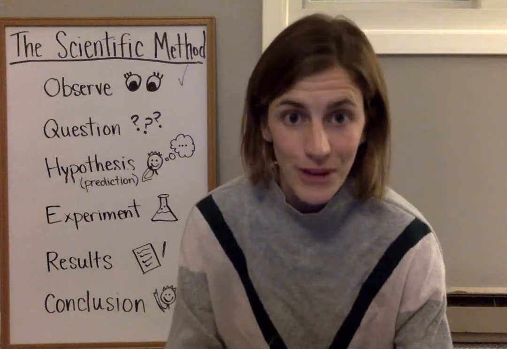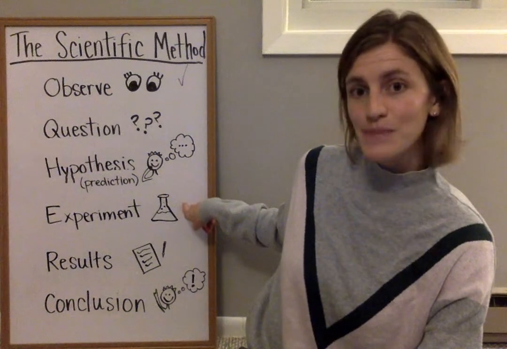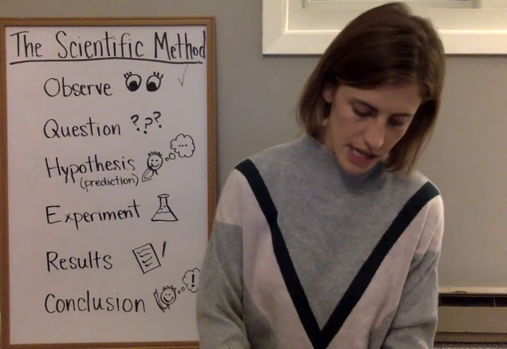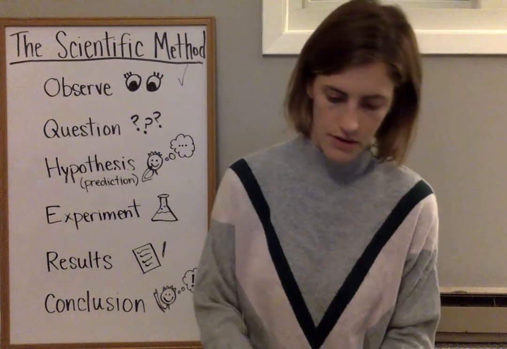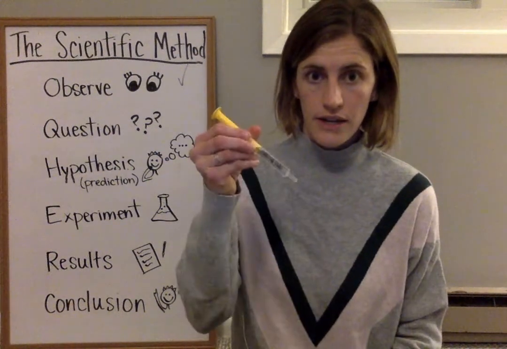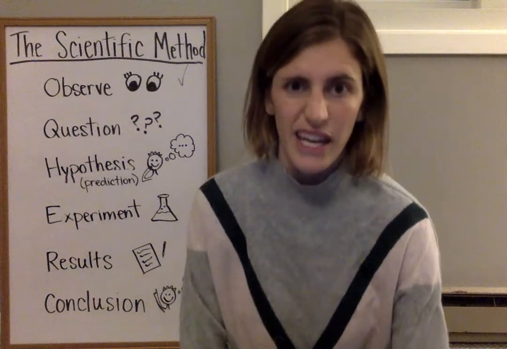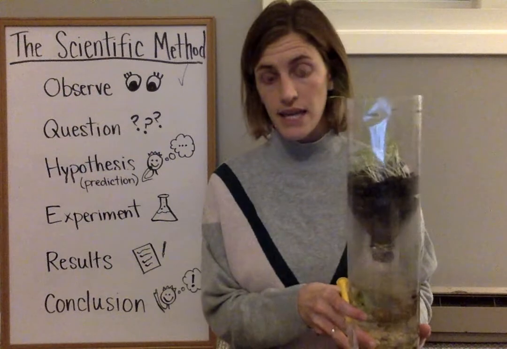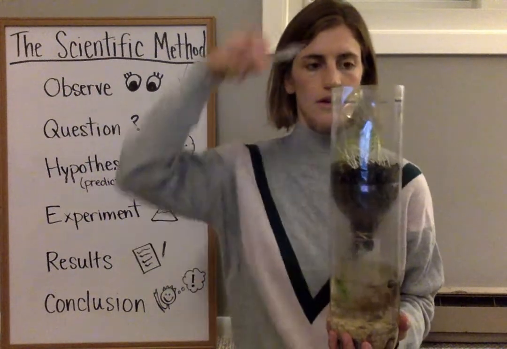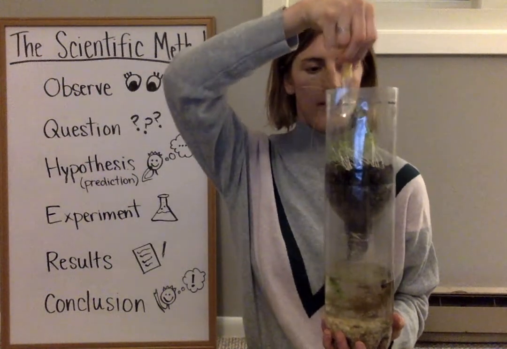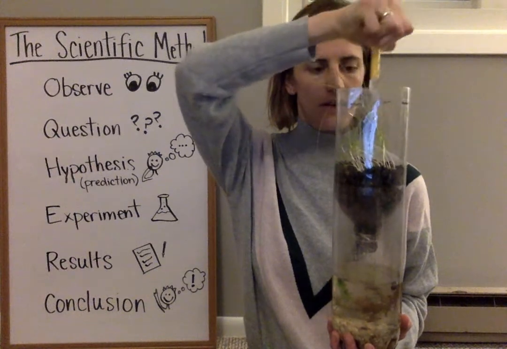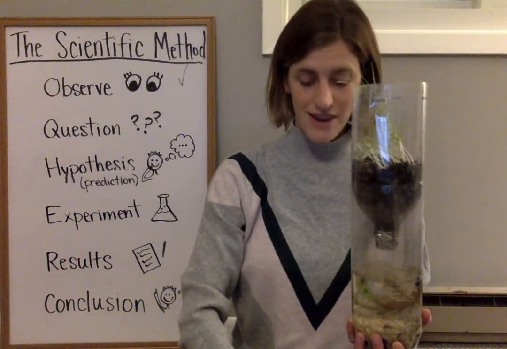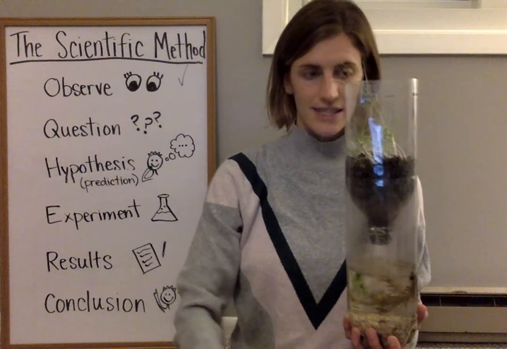And step number 4 is experiment. I am going to use a dropper to add salt water into our ecosystem so that I know I'm not adding too much. I want to make it as realistic as I can, so I'm going to be adding the salt water, slow and steady.